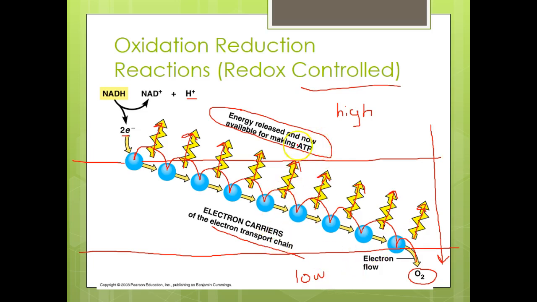And so we use this energy that is released from the electrons gradually during the electron transport chain to actively transport these H+ ions from the low to high side. Remember, transporting something from low to high requires energy, and the energy in this case is going to come from the electrons as they gradually release that energy.